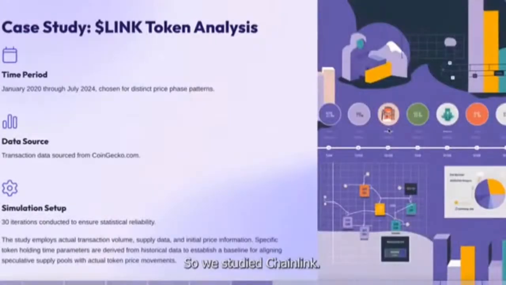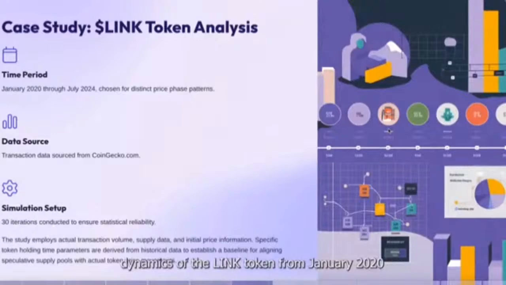So we studied Chainlink. Chainlink is one of the biggest crypto projects. It's an oracle, a data broker that provides data to decentralized projects. We studied the price dynamics of the Link token from January 2020 all the way to July 2024. The transaction data was sourced from CoinGecko, and we ran multiple simulations, 30 iterations of that simulation multiple times, in order to ensure statistical reliability.